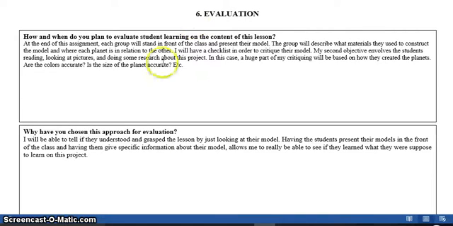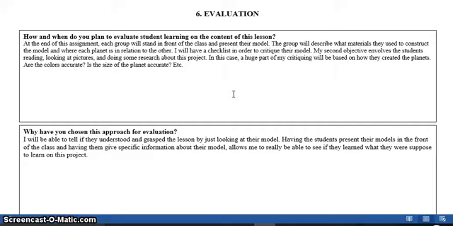Alright, the evaluation. How and when do you plan to evaluate student learning on the content of this lesson? At the end of this assignment, each group will stand in front of the class and present their model. The group will describe what materials they used to construct the model and where each planet is in relation to the other. I will have a checklist in order to critique their model.